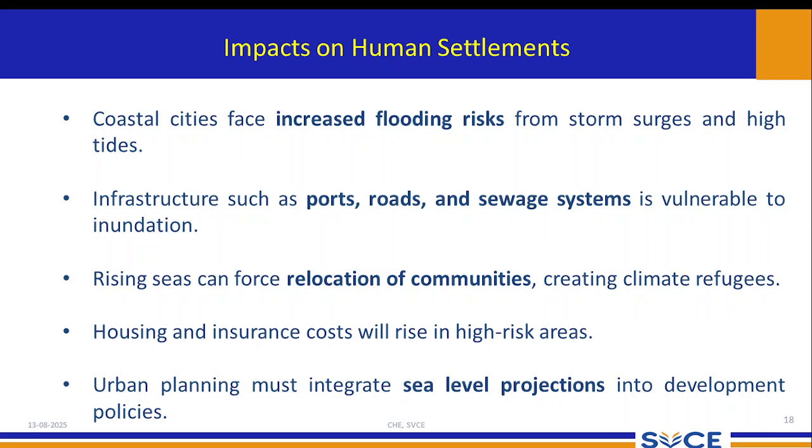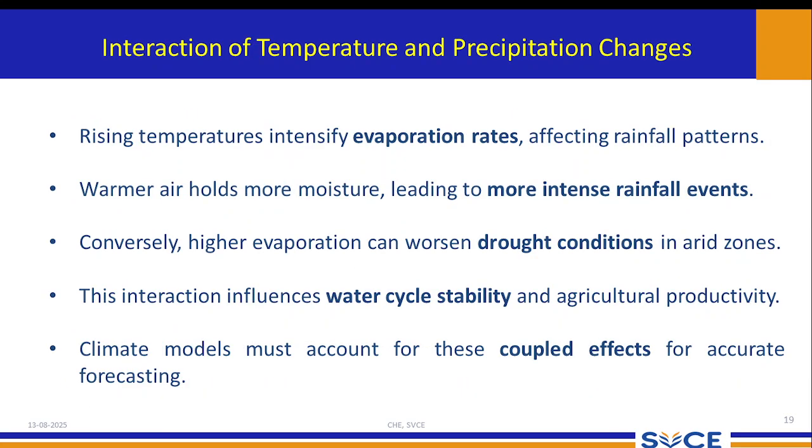There may be a collapse or a slide, especially in sliding regions, I mean high altitude regions. Because of that, the people will be relocated to a safer region. Similarly, people living in low-lying regions need to be relocated to a safer place. They become refugees because they lose their houses and everything they have. Housing and insurance costs will rise in high-risk areas. Urban planning must integrate sea level projection into development policies.